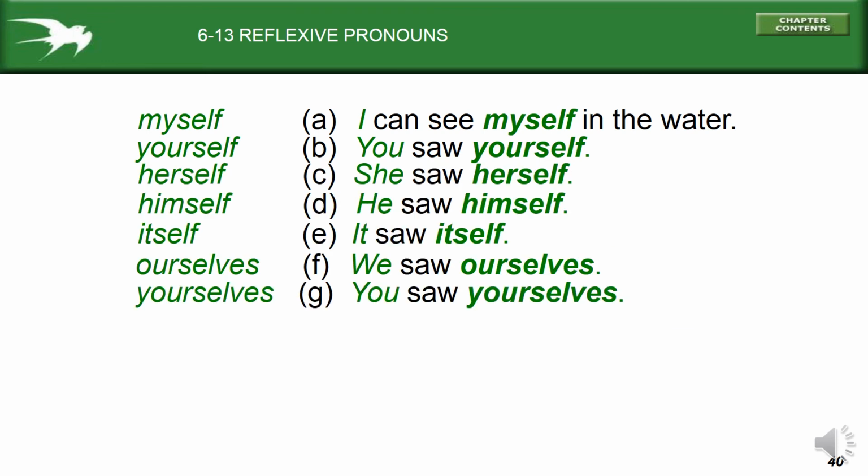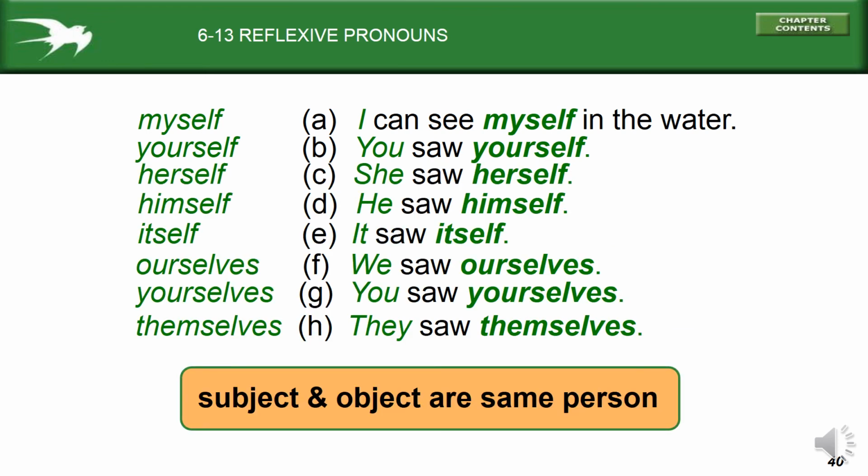Now, let's go to the reflexive pronouns. A reflexive pronoun is made of the possessive adjective or pronoun plus the word self. So we get myself, yourself, herself, himself, itself, ourselves, yourselves, and themselves. And usually they refer to the same person. So as in A, I can see myself, you saw yourself, she saw herself, and so on.